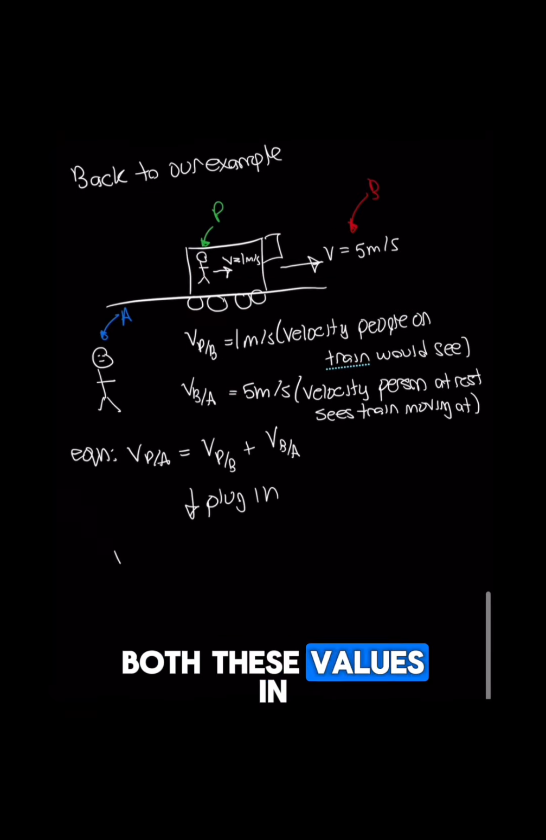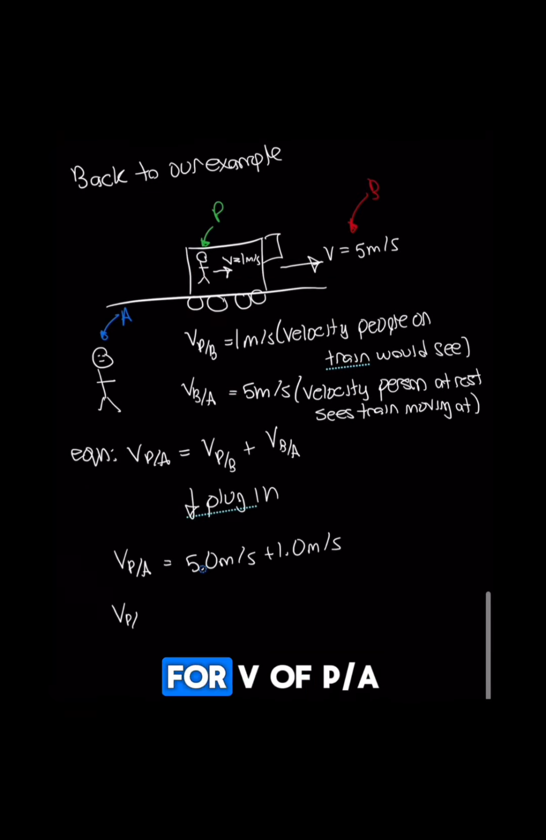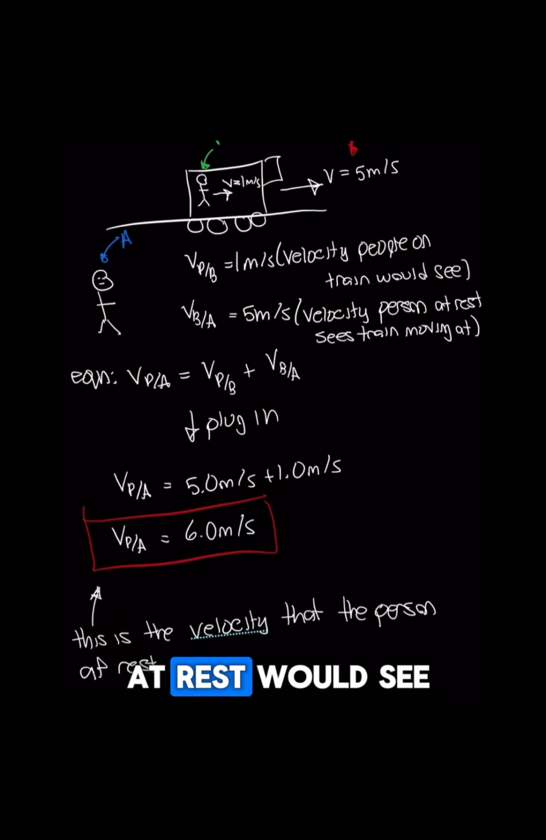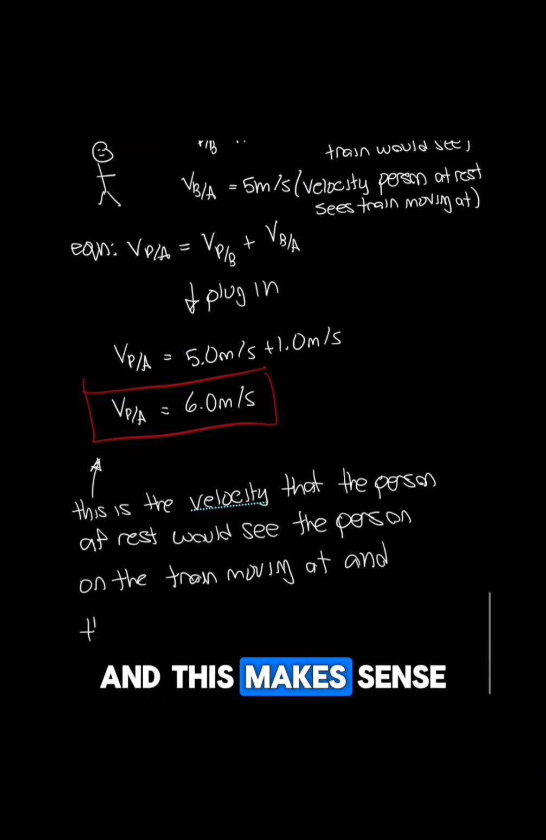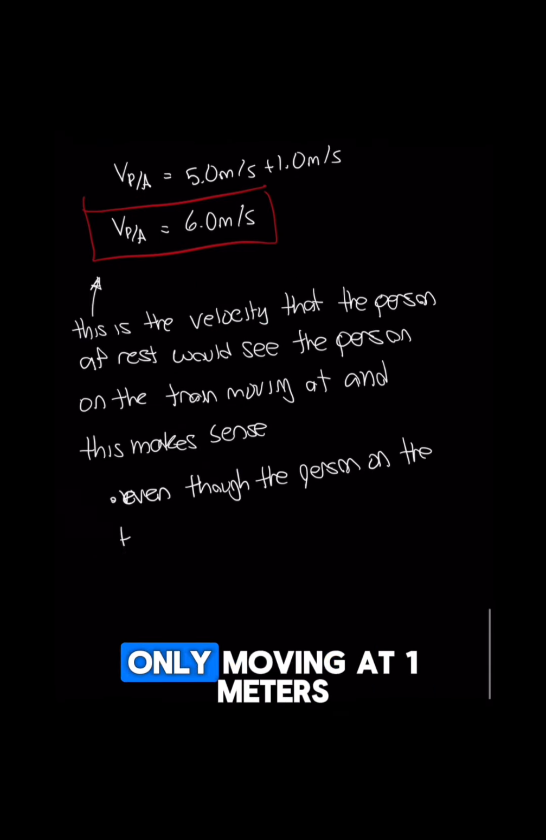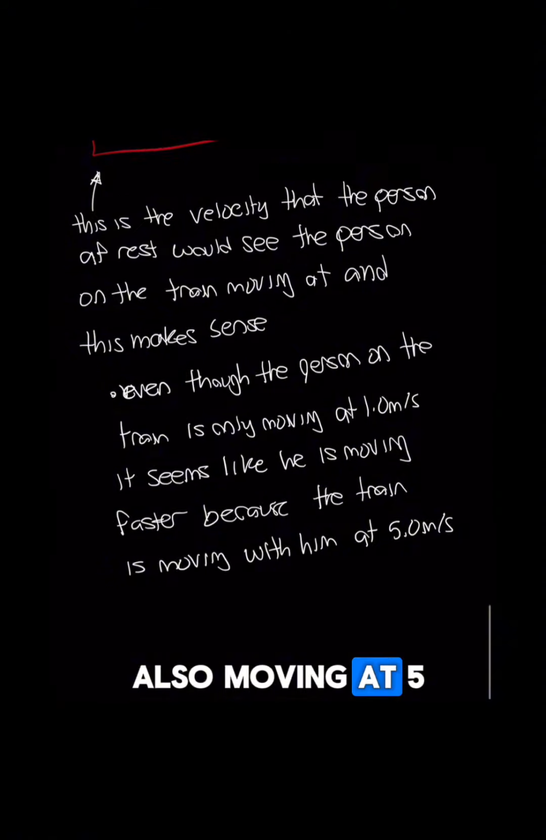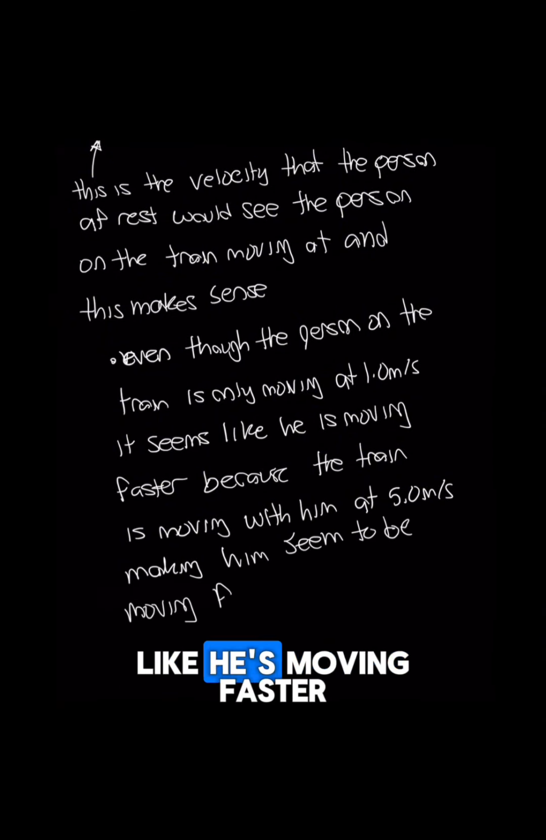So we can plug both these values in, and we get the final answer for V of P/A equal to 6 meters per second. So this is the velocity that the person at rest would see the person on the train moving at, and this makes sense. Even though the person on the train is only moving at 1 meters per second, it looks like he's moving faster because the train is also moving at 5 meters per second, which makes him seem like he's moving faster.